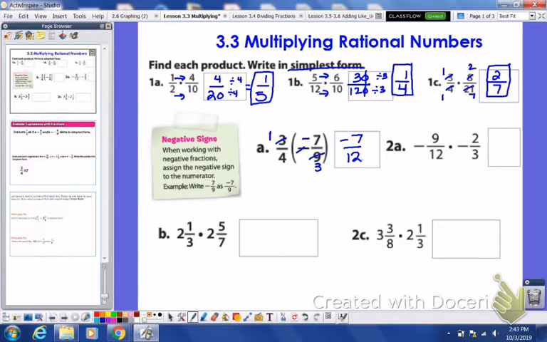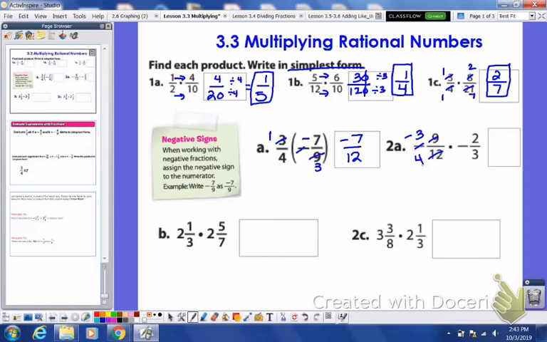I could have moved it out front so that the whole fraction was negative. Or you could also have it in your denominator. As long as there's only one negative, you are correct. Alright, moving on to our next one. I see a 9 and a 12. They're both divisible by 3. So 9 becomes 3. I'm going to go ahead and make that a -3. 12 divided by 3 is 4.